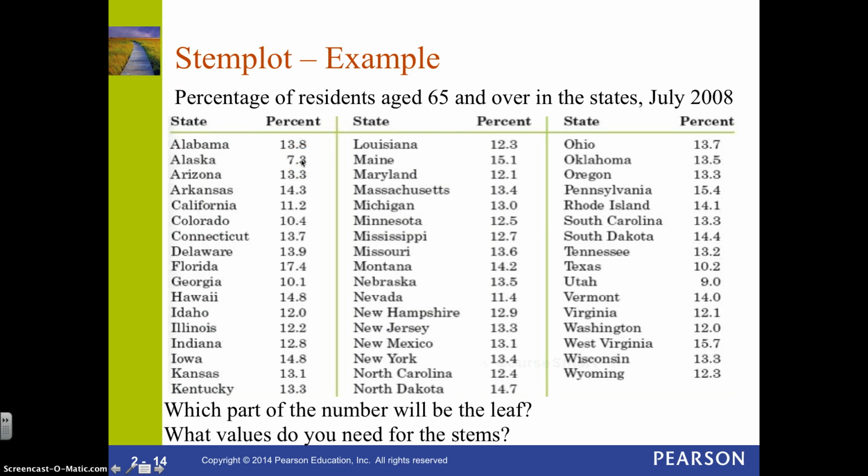Then you also need to find the largest one, which if I look through my list, you'd think Florida or someplace like that, right? Here's Florida, 17.4. Is there any larger than this 17.4? Okay, so we need our stems to go from 7 to 17, and the value for the leaf on this one will be 3, and then we'll have to denote that the decimal point is at the break between the 7 and the 3.